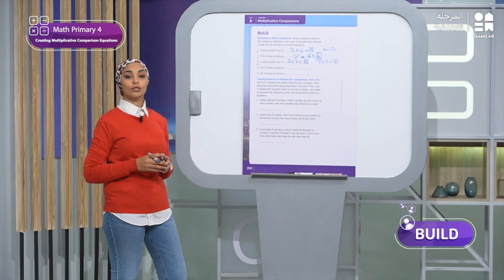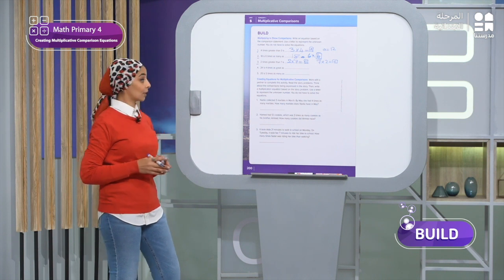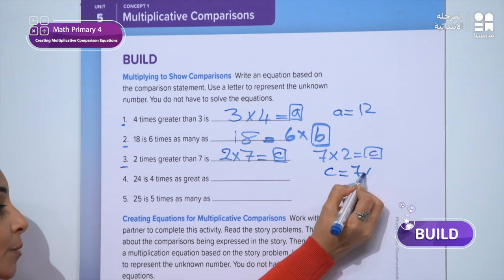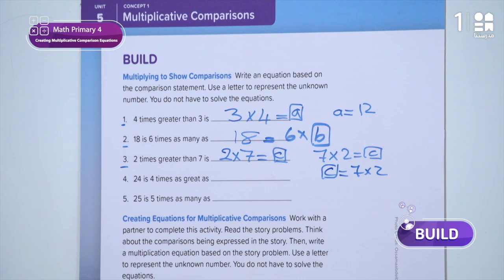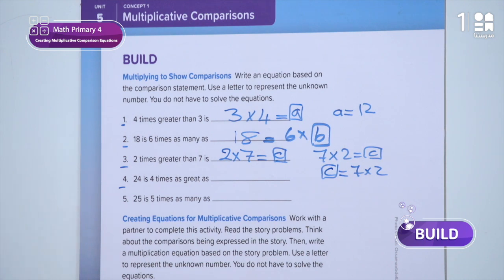Okay, now also it doesn't matter where you place the equal symbol. طيب يعني أنا لو عملت C equals 7 times 2 في حاجة هتفرق؟ No, it will be the same answer and the same equation. Let's move now to problem number 4. Problem number 4 here.